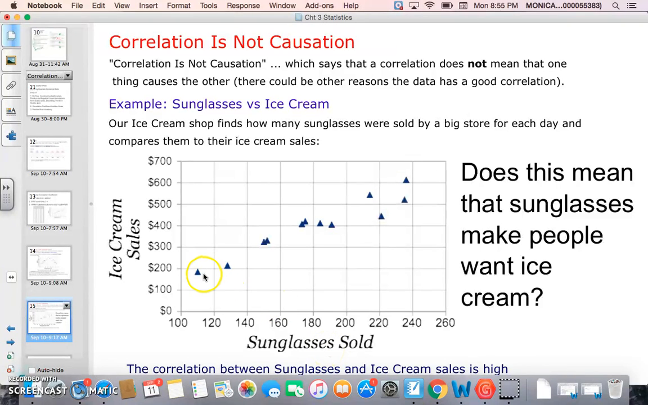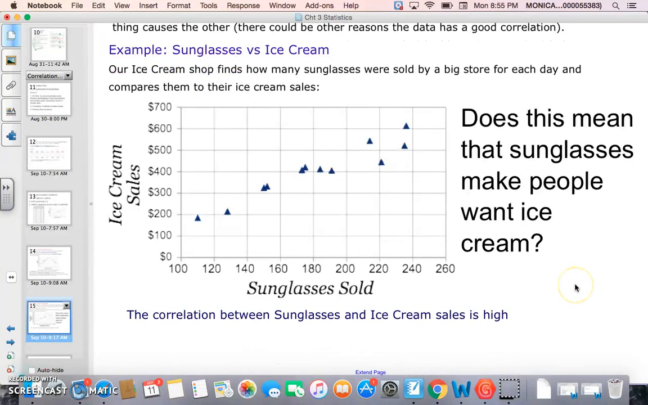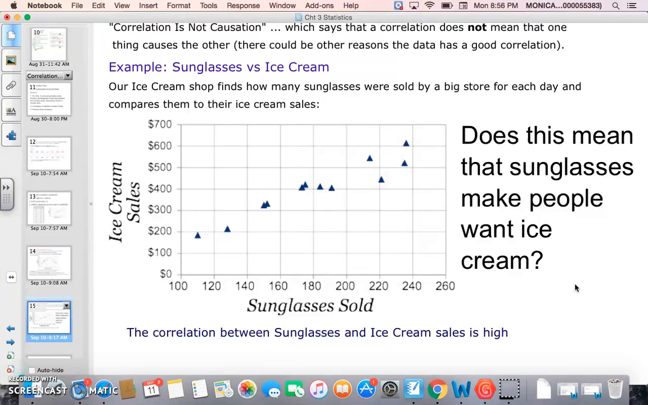So though this is, again, a strong positive correlation, as the sale of sunglasses increased, so did ice cream. Can we really say that the two are related, that one relates to the other? So you kind of have to ask yourself those questions as well. Data is numbers, and numbers are nothing without an explanation.